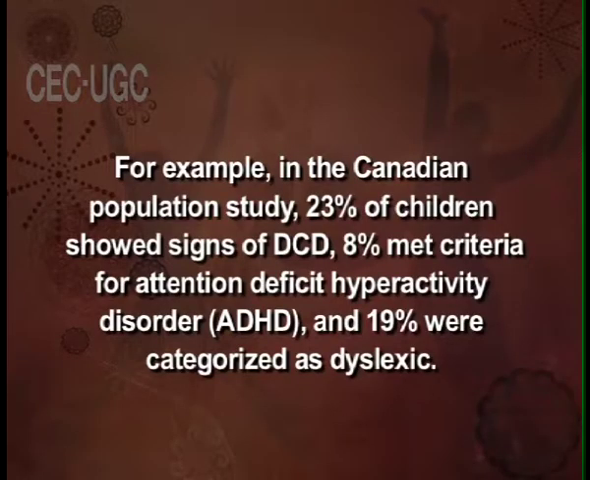For example, in the Canadian population study, 23% of children have shown signs of DCD, 8% have met the criteria for attention deficit hyperactivity disorder, and 19% were categorized as dyslexic. And nearly 25% of the affected children have been found to have all three disorders, while 10% had both ADHD and DCD, and 22% had dyslexia and DCD. Therefore, DCD is mostly observed in combination with other disorders.